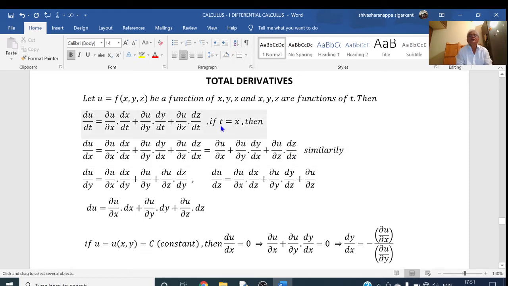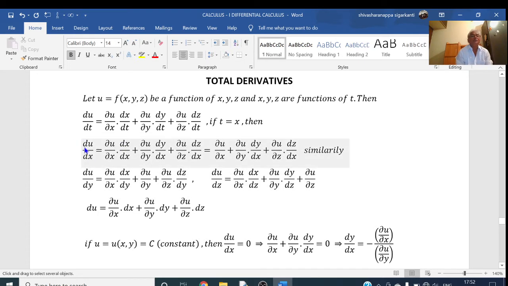Similarly, if t is equal to y, then we can write du by dy equal to dou u by dou x into dx by dy plus dou u by dou y into dy by dy, which is 1 here, plus dou u by dou z into dz by dy. And similarly, du by dz equal to dou u by dou x into dx by dz plus dou u by dou y into dy by dz plus dou u by dou z into dz by dz. dz by dz is equal to 1.